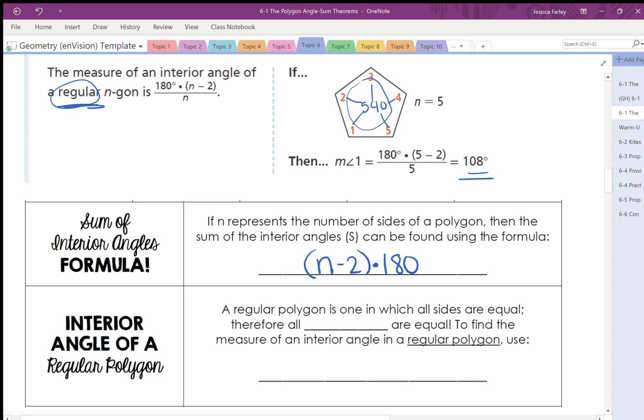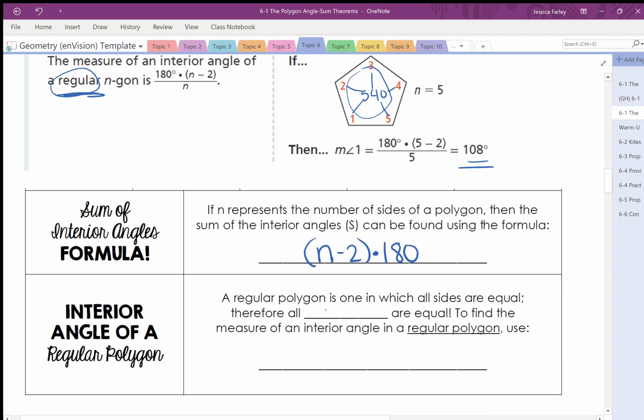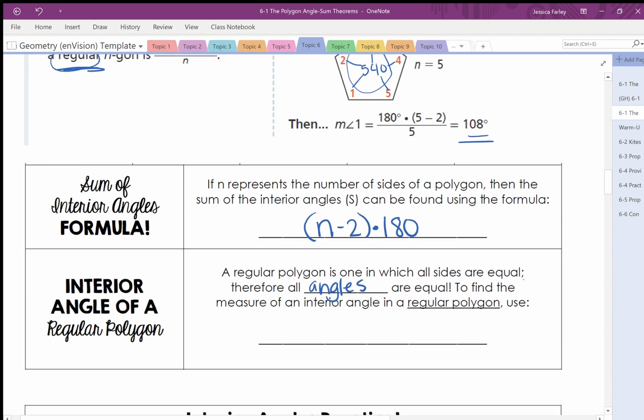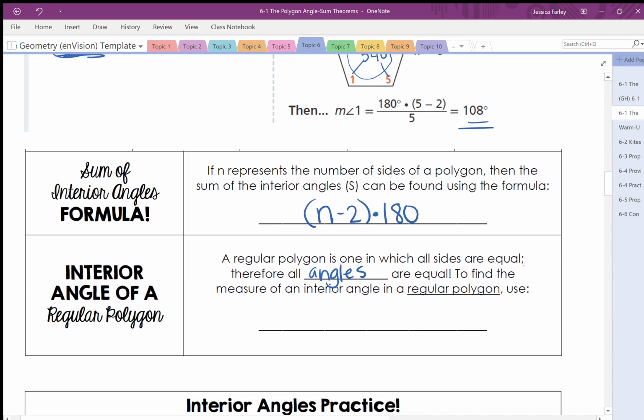So in our notes, a regular polygon is one in which all sides are equal. Therefore, all angles are equal. To find the measure of an interior angle in a regular polygon, it has to be regular, we use the sum of the interior angles, like we just figured out, number of triangles times 180. Take that sum and divide it by the number of angles.